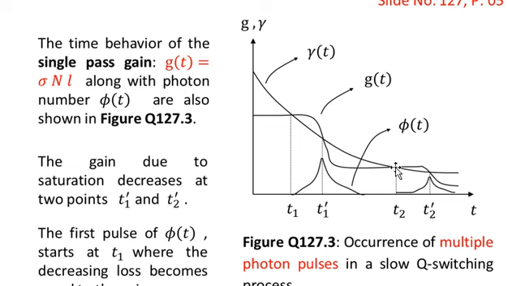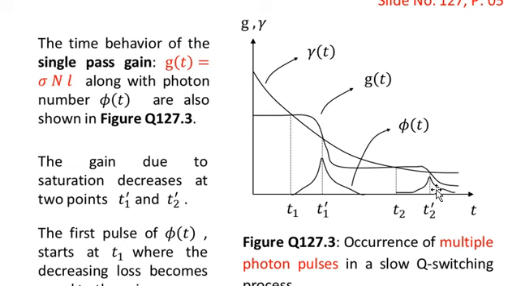And you see that at a point T2 and beyond the point T2, the gain becomes greater than the loss. So G becomes greater than the gamma curve. This is the time at which the number of photons will start building up in the cavity. And a second pulse can be seen between the time T2 to T2 prime.